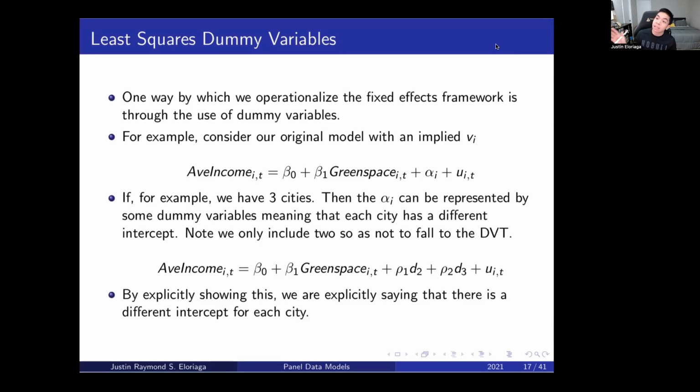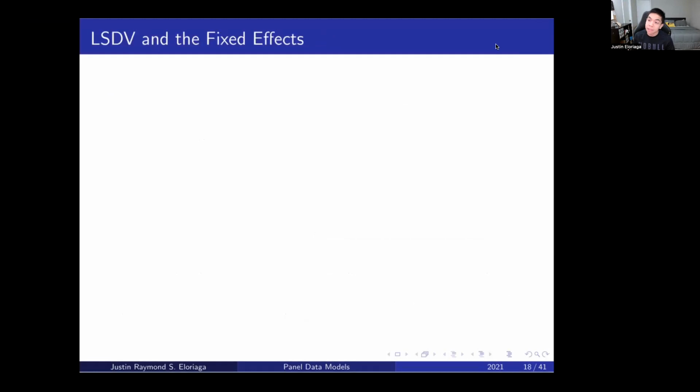I'm accounting for it explicitly in my model, in the same way that we accounted for the time dimension initially when we first discussed panel data in video 1. So I'm basically accounting for the alpha i term by putting the dummy variables there. So I'm going to have a different intercept per city.